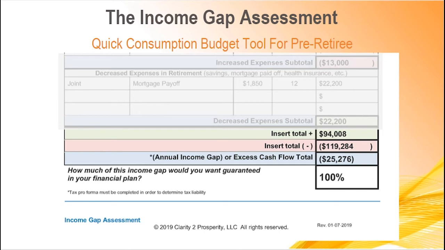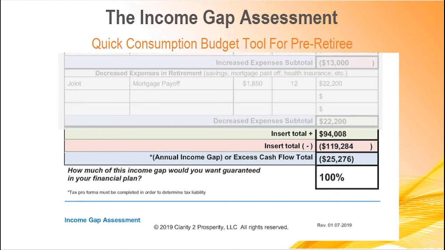Now, at the bottom of the income gap, it asks, how much of this income gap would you want guaranteed in your financial plan? That is such an unbelievable question to ask the client. How much of the income gap would you want guaranteed in your financial plan? And what do you think clients say? Well, generally, clients are going to say one of two things. They might say, well, what do you mean by that?